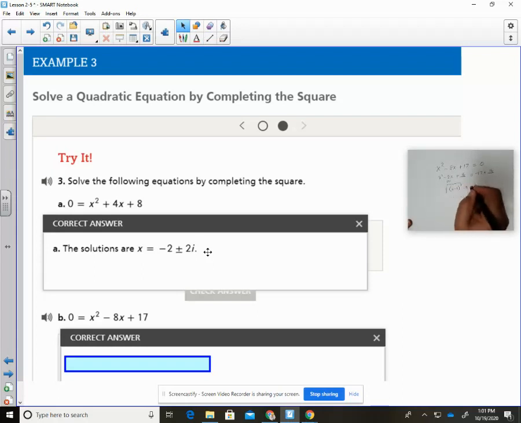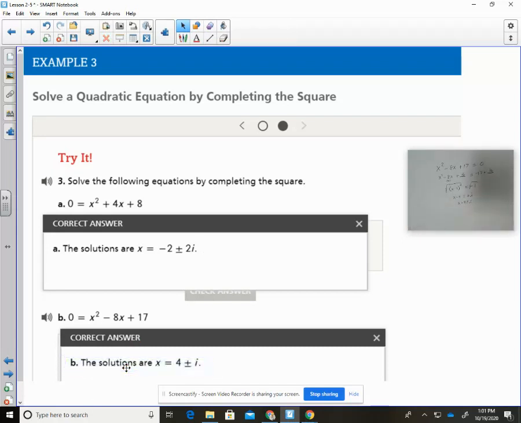Then I take the square root of both sides. x minus 4 equals plus or minus i. Sorry. Then if I move the 4 over, x equals 4 plus or minus i.